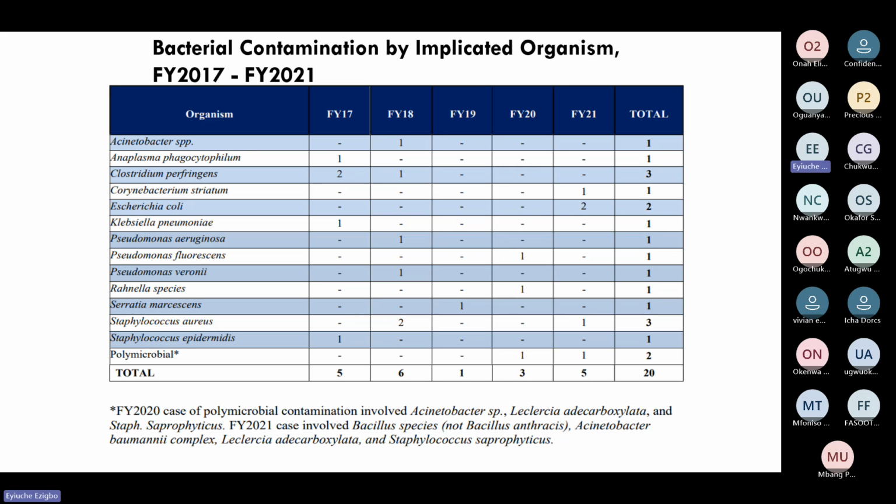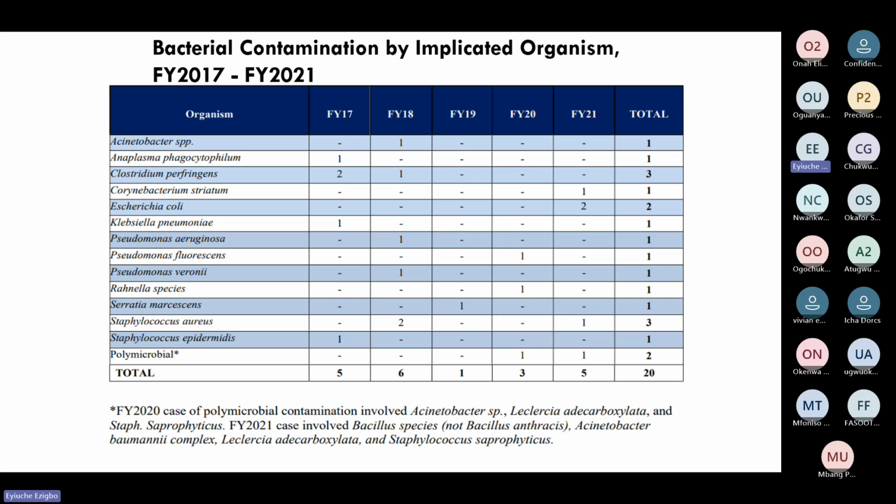So bacterial contamination by implicated organism. For the fiscal years from 2017 to 2021, these organisms were reported to have contaminated blood products. As you can see in this table, there are a total of 5 organisms contaminating blood products. So from this table now we can see most of the organisms that contaminate the blood products.